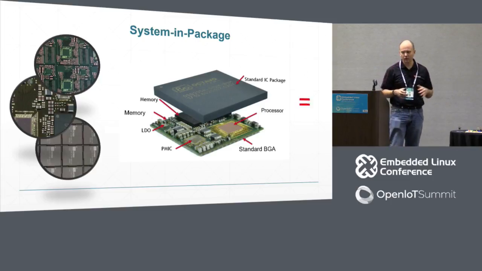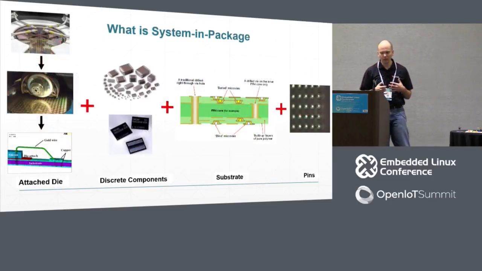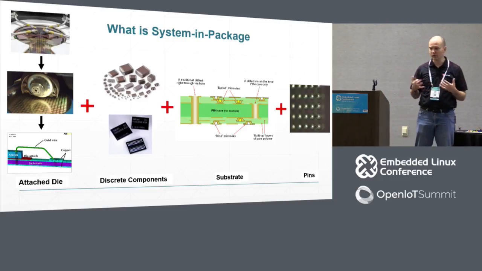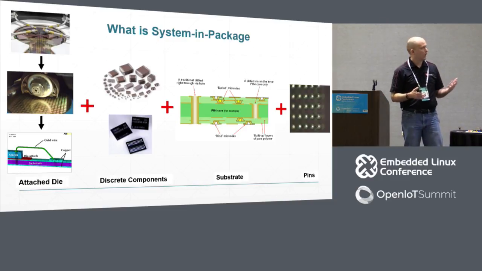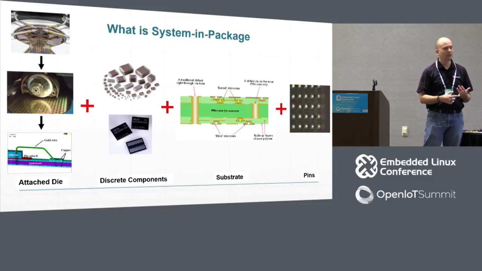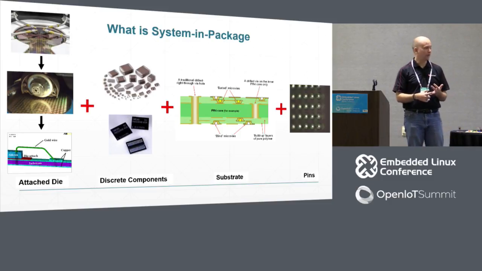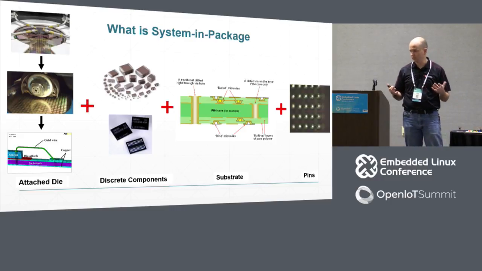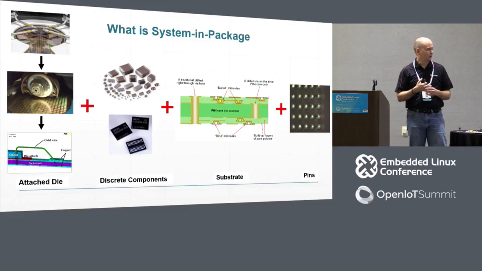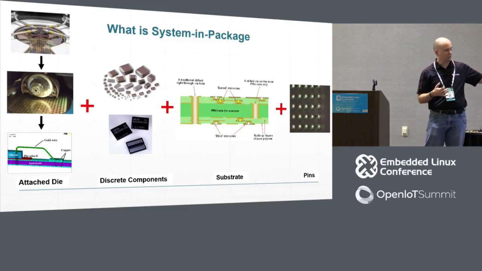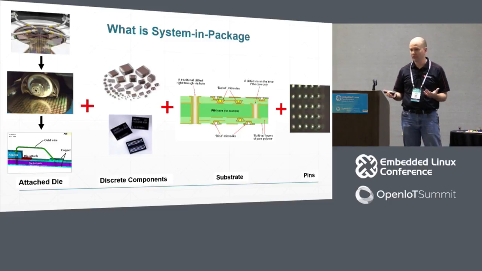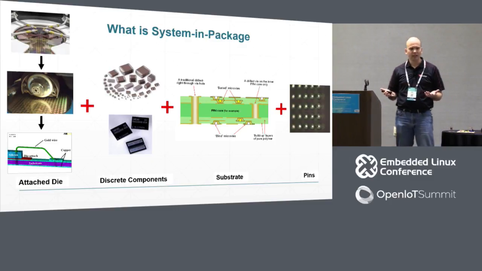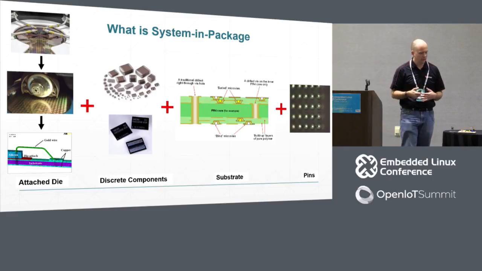So how do we construct a system in package? Well, first, you have silicon wafers. You go through and you probe the silicon wafers. You make sure that you have known good die from your silicon wafer. You chop up the wafer, and then you attach it using wire bonders to put it down on your substrate. You also have discrete components, so you have packaged parts that you might want to use. You have passives.